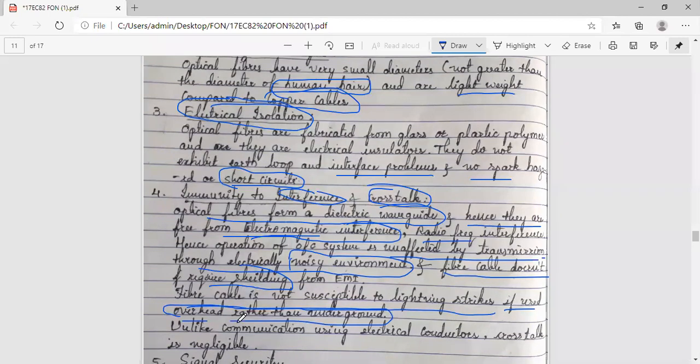Your KPTCL wires, whatever they are, they are all laid overhead, right? They remain in the air. But nowadays the system is changing a bit, and they are moving to underground cables. Optical fiber cables are mostly underground anyway. But even if you want to use optical fiber overhead, not like underground laying, lightning strikes are not at all a problem in the case of optical fiber.